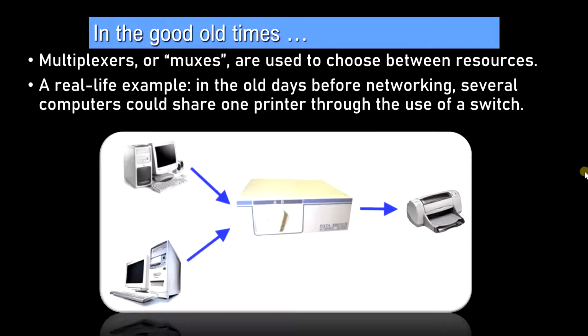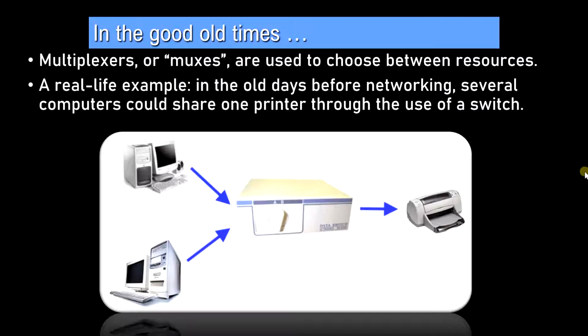So in good old times, we used to make use of multiplexers or muxes in order to choose between different resources. As an example, if we wanted to make use of a computer with a printer and we just had a single printer, we would make use of a data switch which would choose between the different PCs and connect the required PC with the printer and we could take the printout.